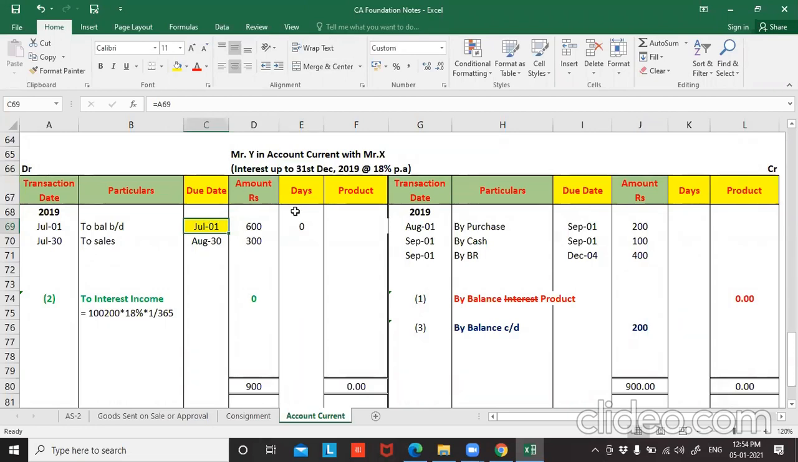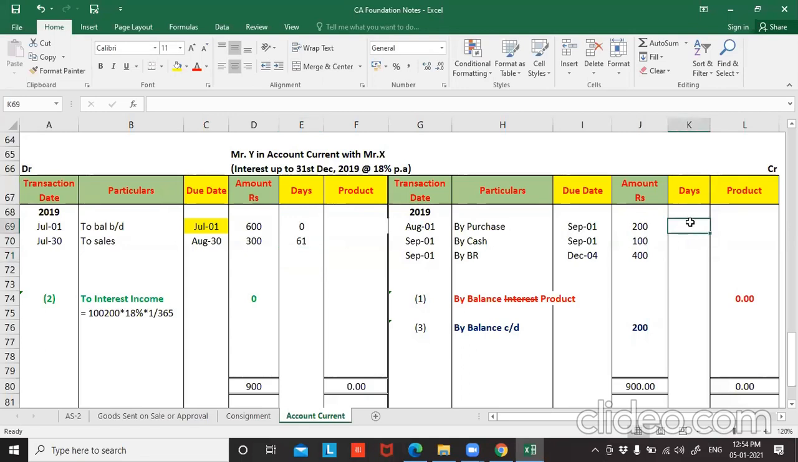Please tell me how many days are there? 60. August, sir, has got 30 days. Plus July 1 is a due date, so including that date, July 1. So 30 plus 1, 31. So 61 days is the number of days. Am I clear or not clear?